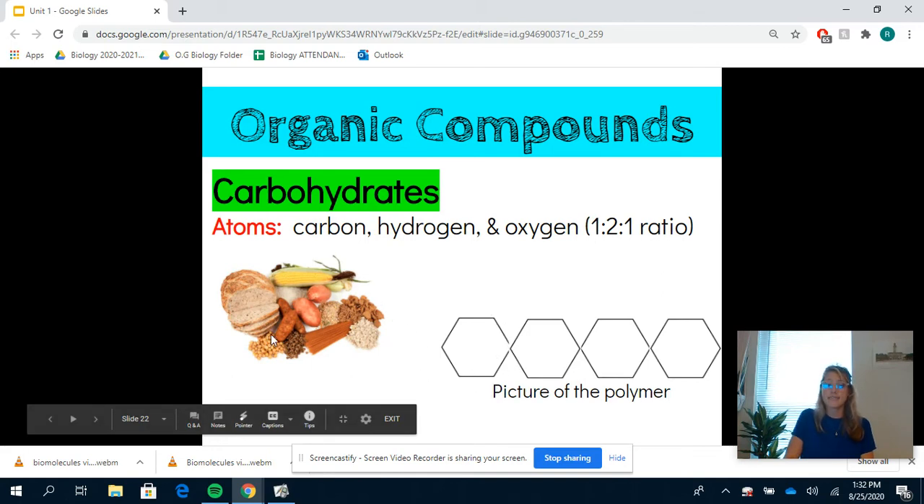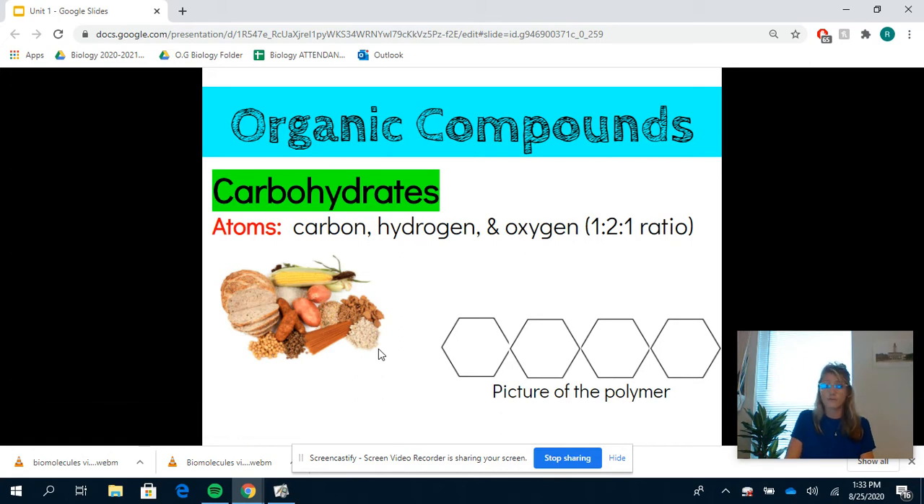On the left-hand side, you see all the different examples of carbohydrates. Carbohydrates are in everything, not literally, but things that you wouldn't expect. So fruits, veggies, bread, it's in a lot of stuff, more than just pasta and bread.